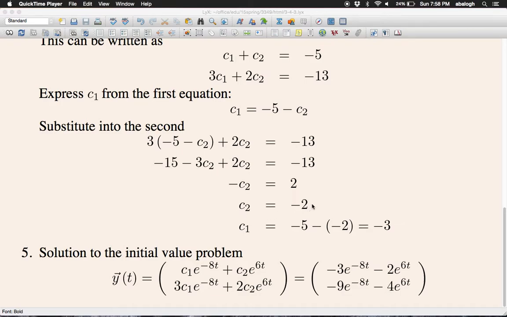Once we have this, we substitute back into the formula for c1. Substitute this -2 for c2, and we get -3. So c2 is -2, c1 is -3. We have the solution to the initial value problem with these values, and it's written in this form. And this is it. This is how we solve a system of two differential equations.